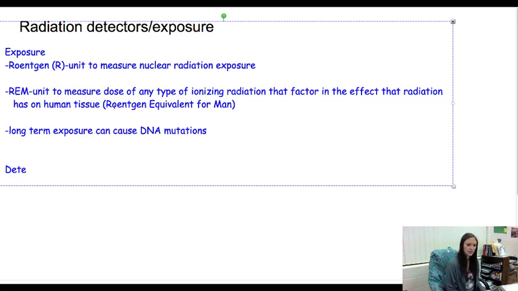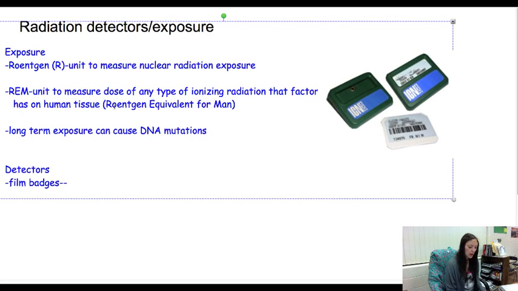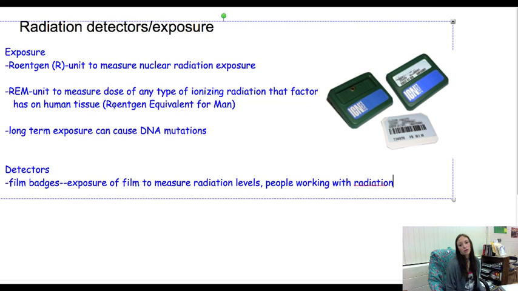So then how do we detect this radioactive decay, this radiation that gets emitted, that's not always very good for us? We have what are called film badges, and you see a picture of them here. This is where the exposure of film is used to measure radiation levels. This is usually for people that work with radiation, people that work around X-ray machines or people that work specifically with a certain type of radiation. It will change colors usually when the radiation level gets too high.